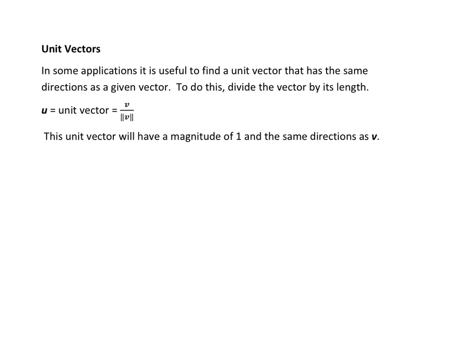Okay, in some cases it's useful to find a unit vector. A unit vector has the same length, same direction as a given vector. So to find this, we take the vector and divide it by its length. The unit vector will have a magnitude of 1, hence unit, and the same direction as v. So basically we're changing it to a length of 1, but we're keeping the same direction.